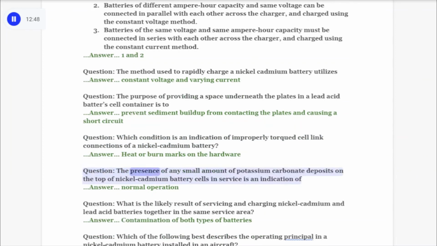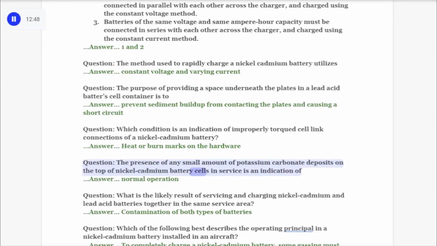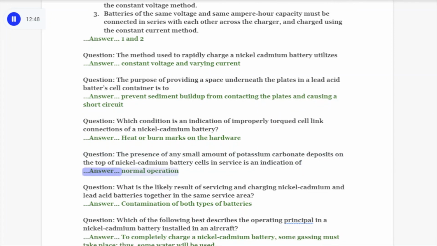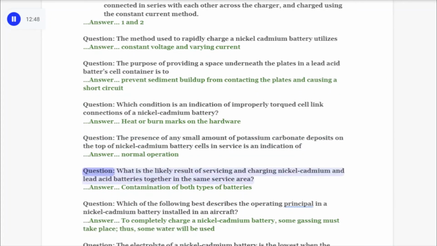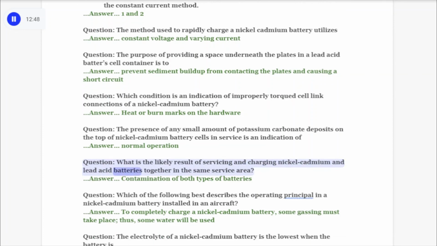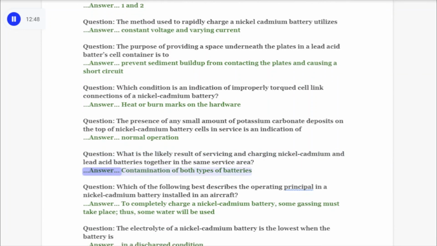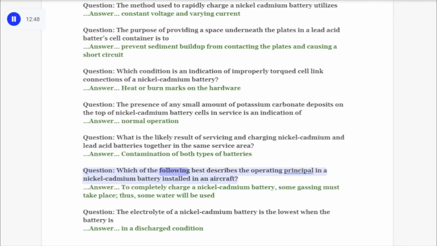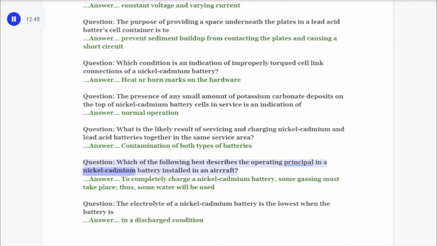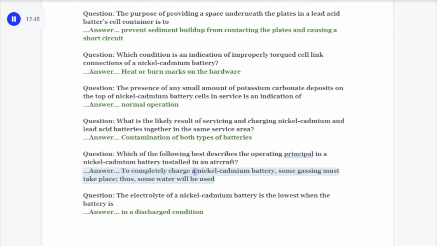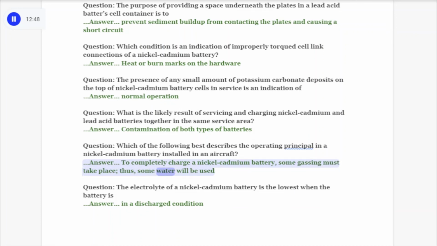Question. The presence of any small amount of potassium carbonate deposits on the top of nickel-cadmium battery cells in service is an indication of... Answer. Normal operation. Question. What is the likely result of servicing and charging nickel-cadmium and lead-acid batteries together in the same service area? Answer. Contamination of both types of batteries. Question. Which of the following best describes the operating principle in a nickel-cadmium battery installed in an aircraft? Answer. To completely charge a nickel-cadmium battery, some gassing must take place, thus, some water will be used.